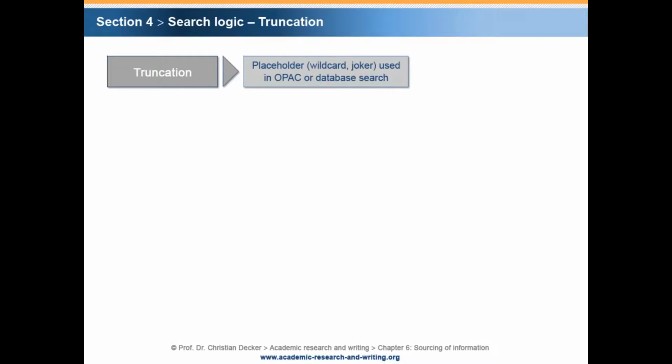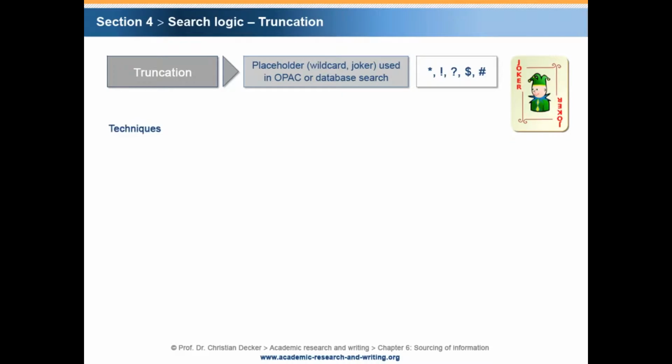Depending upon the syntax prescribed by the software, symbols to be used in order to formulate a search request may vary. Common symbols are asterisk, exclamation mark, question mark, dollar sign, and hash or number sign. There are different techniques of applying truncation.